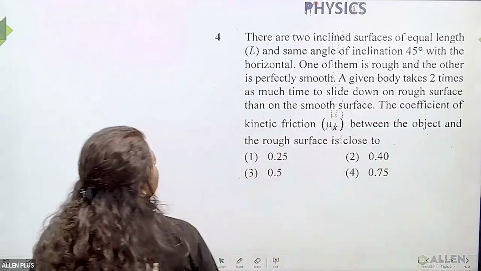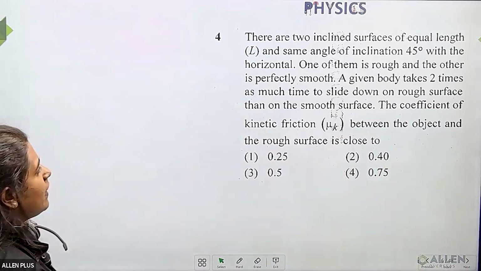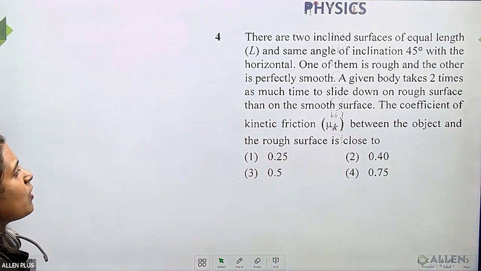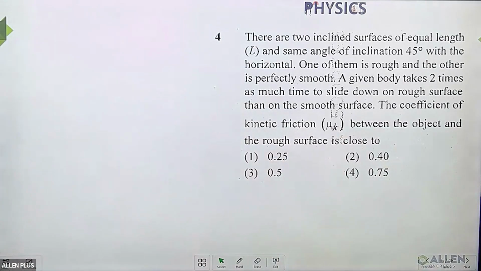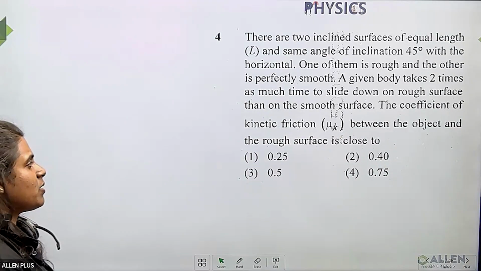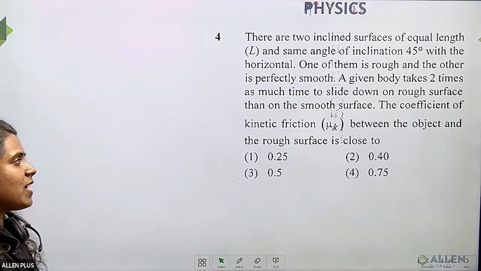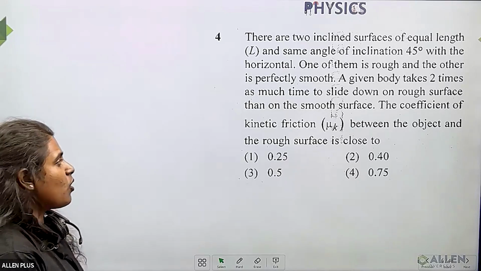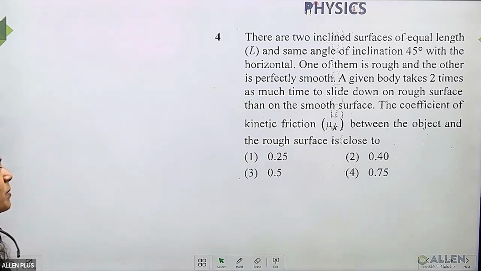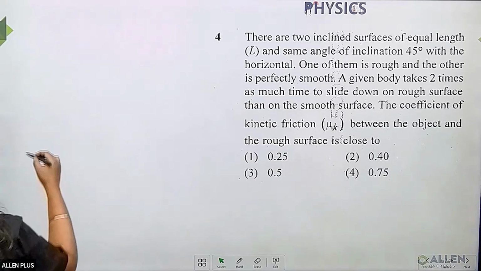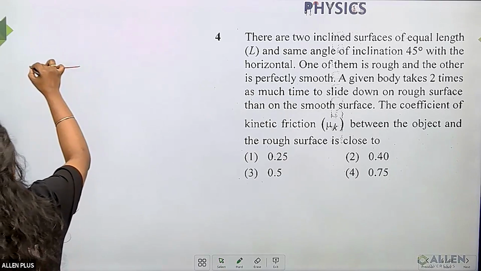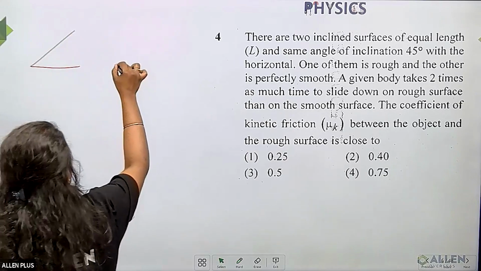There are two inclined surfaces of equal length L and same angle of inclination, 45 degrees with the horizontal. One of them is rough and the other one is perfectly smooth. A given body takes 2 times as much time to slide down the rough surface as on the smooth surface. The coefficient of kinetic friction between the object and the rough surface is closest to. This is the condition.